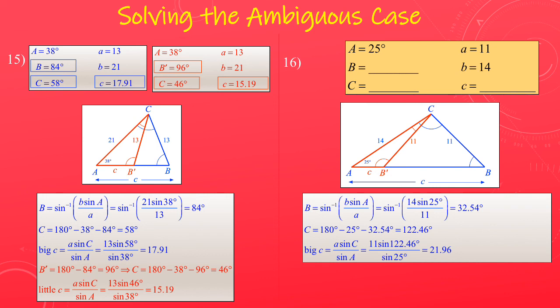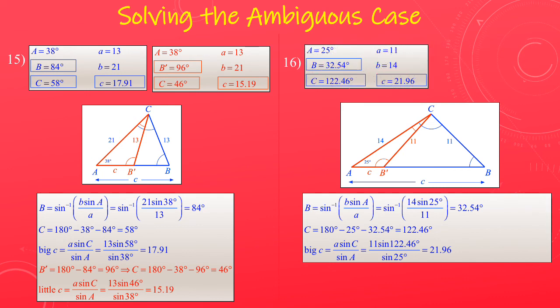And finally, big C is little a sine C over sine A. 11 sine of 122.46 degrees over sine of 25 degrees, which is 21.96. So triangle ABC is obtuse, with angle B equals 32.54 degrees and angle C equals 122.46 degrees. Little c is equal to 21.96. Again, the largest angle, C, is opposite the largest side, and the smallest angle, A, is opposite the smallest side.